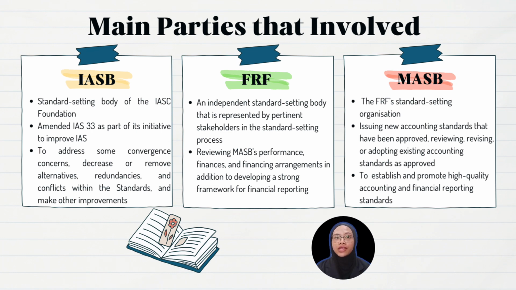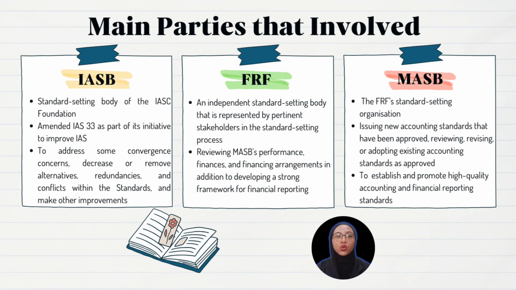Next, I will briefly explain the main parties that are involved in the development or formulation of MFRS 133 Earnings Per Share. The first party is the International Accounting Standards Board. This is the standard-setting body of the International Accounting Standards Committee Foundation. IASB amended International Accounting Standard 33 as part of its initiative to improve international accounting standards.